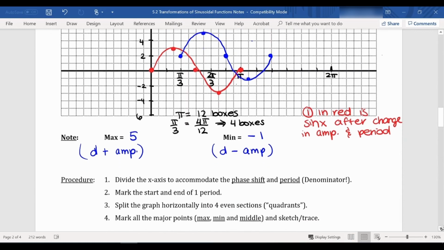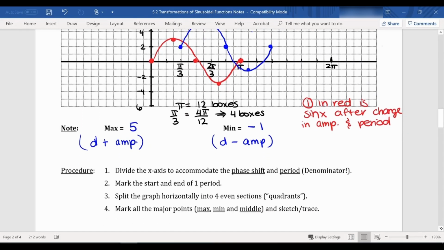And in order to do that, you would need to make sure you still divide the x-axis to accommodate your phase shift and your period. So that's where we consider the denominator. Once we know that, if we've moved right by pi over 3 or 4 boxes, we know that we're starting there and we're ending an entire period later. So mark the start and the end of one period. We're going to split into our 4 even sections, and we need to make sure we've got all of our major points indicated. So those 3 middle points for sine and the max and the min.